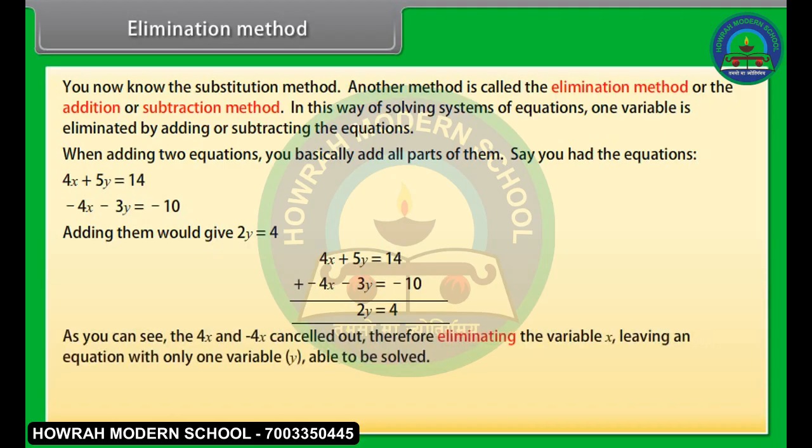Adding them would give 2y as 4. As you can see, the 4x and minus 4x cancelled out, therefore eliminating the variable x, leaving an equation with only one variable y able to be solved. 2y is equal to 4. y is equal to 2.